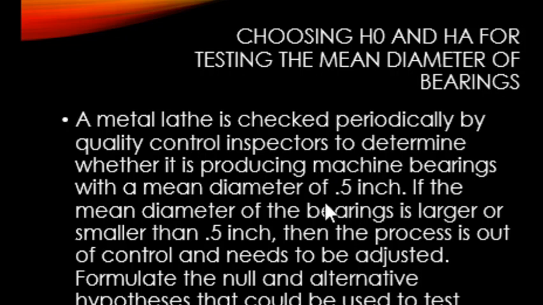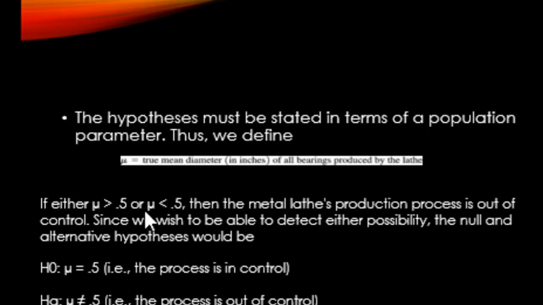So here, the value of mu0 is 0.5 inches. And it is out of control if it's either larger or smaller than 0.5 inches. So it's a two-way test, or a two-sided test. The mu value is the true mean of the diameter of all bearings produced in the lathe. So basically that's the population mean. And because it's a two-sided test, the sign we use in HA will be the not equal to sign. So H0 will be mu equals 0.5 and HA will be mu is not equal to 0.5. So the process is in control, and it's out of control if it's not equal to 0.5.